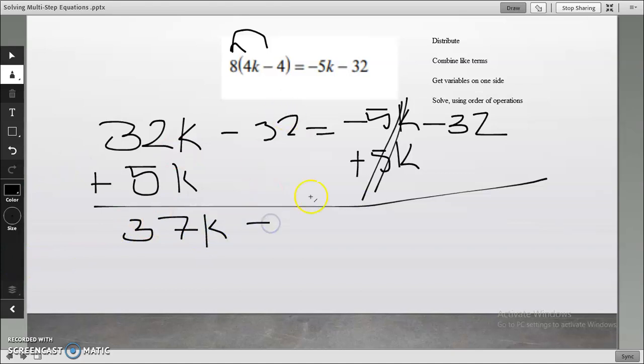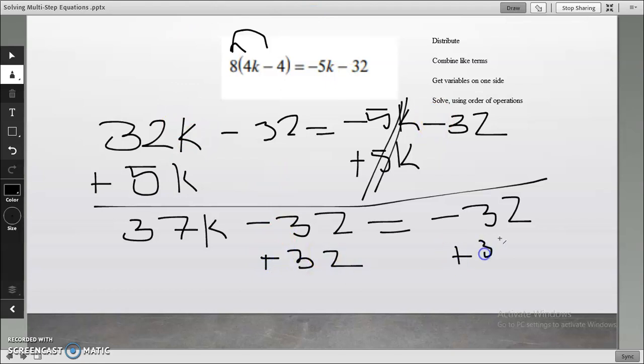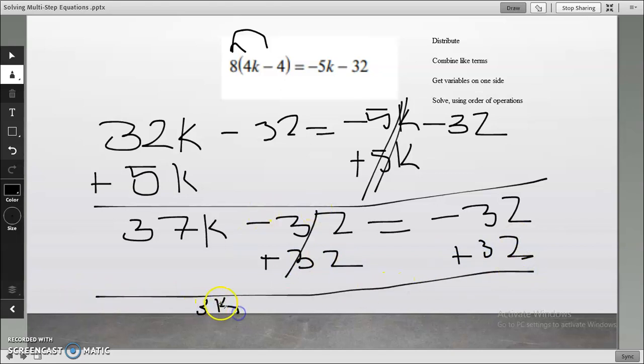Minus 32 equals negative 32. Okay, so now this is just like a regular equation that I want to solve using my order of operations. And order of operations says the first thing I want to do is add 32 to both sides. And I get 37K is equal to 0. All right, so I divide both sides by 37. And I get K is equal to 0.